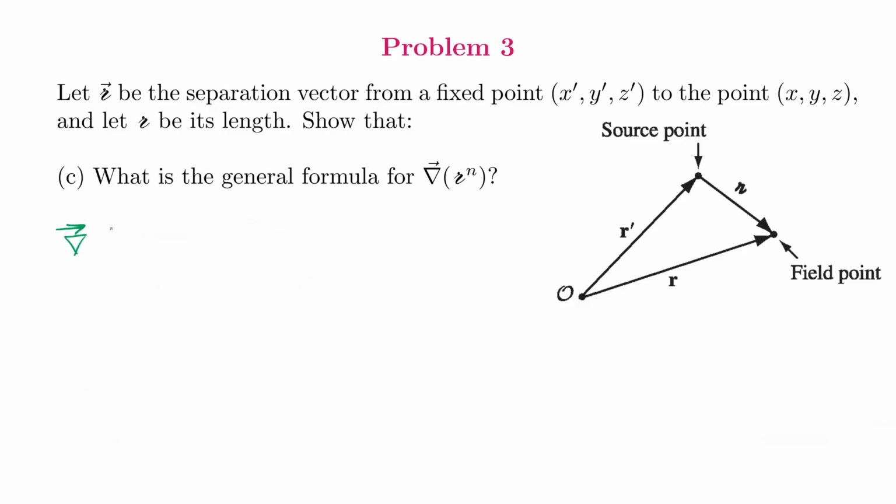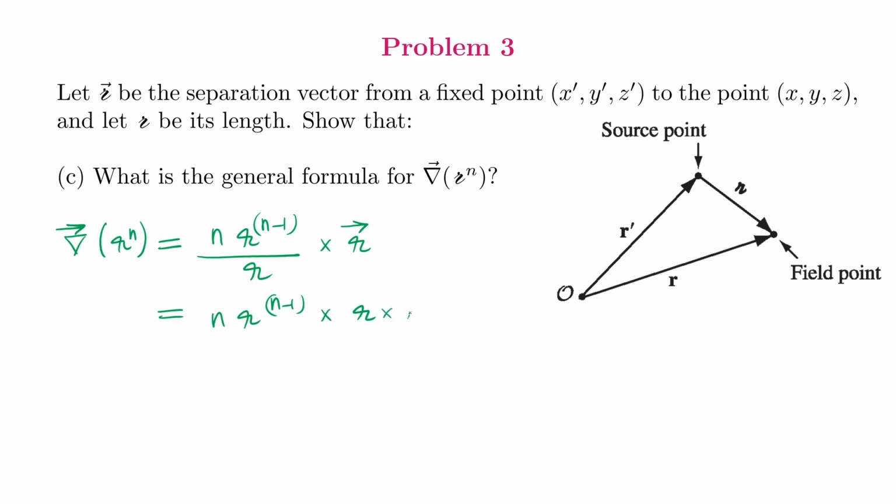Therefore, the gradient of r power n is equal to n r^(n minus 1) divided by r times vector r. This is equal to n r^(n minus 1) times the magnitude of r times the unit vector r hat divided by r. This is equal to n r^(n minus 1) times r hat.